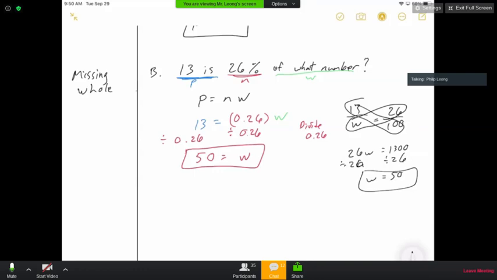I had a question here. If you want to make sure of the answer, can you also get 50 times 0.26? Yes. If you multiply 50 times 0.26, you should get 13. It should all work. You cannot do 59 times 0.26, that doesn't work. Okay, let's try another one. We'll get the hang of it.